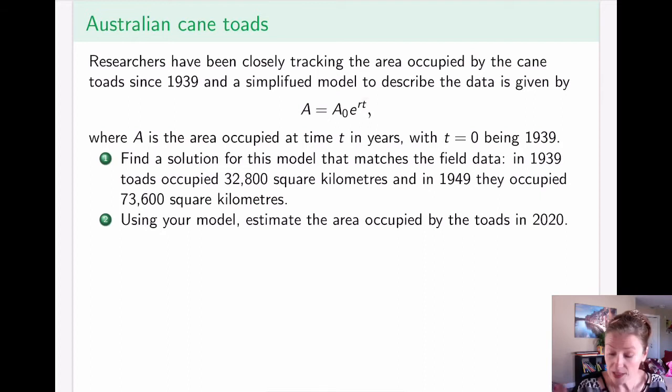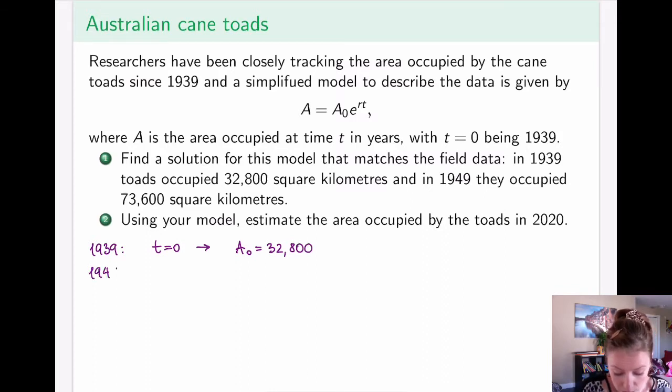Okay, so let's write out all the pieces of information that we actually have here, which of course is, first of all, in the year 1939, we have that the total occupied area was 32,800, which means that at time t equals 0, once again, I can either remember that this stands for the initial amount, or I can plug in t equals 0, and we will see that A naught is equal to 32,800.